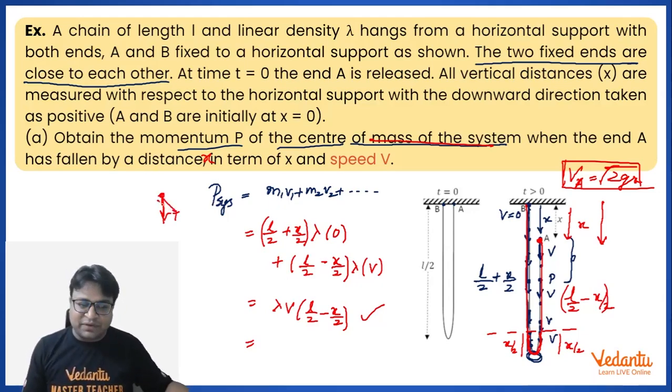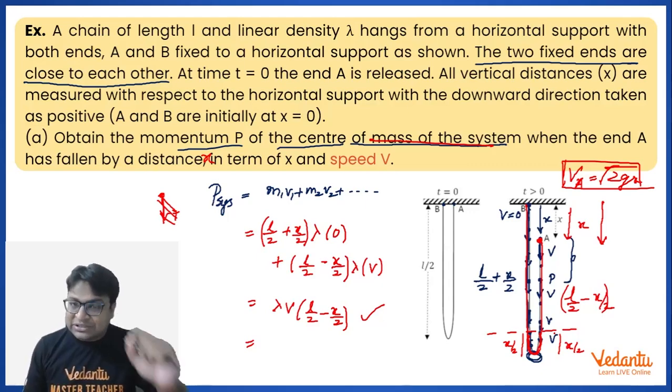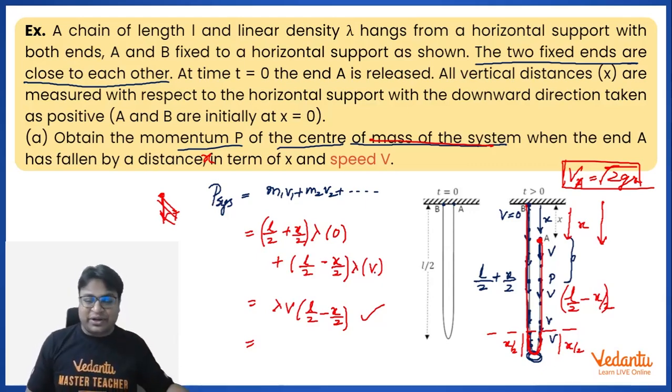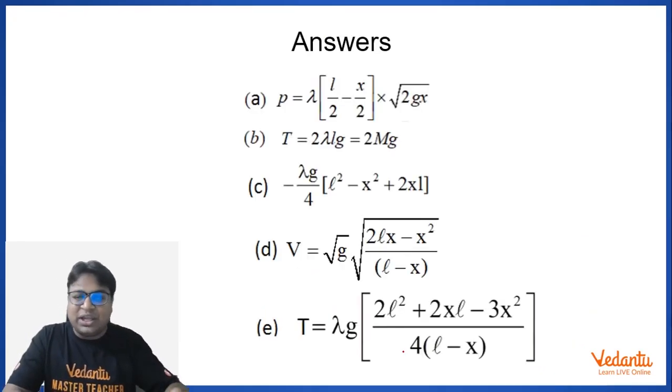Think about this. This is my first teaser to you, and you should especially address this teaser if you agreed when I said that we can consider this end to be falling freely and to have a speed equal to root 2gx. If you agreed to that, then pause the video and ask yourself why you agreed. You shouldn't have, unless you find the reason for that. All right, so this is the answer to the first part. Let's go back quickly and check whether this answer is correct or not. Yeah, this part looks correct.